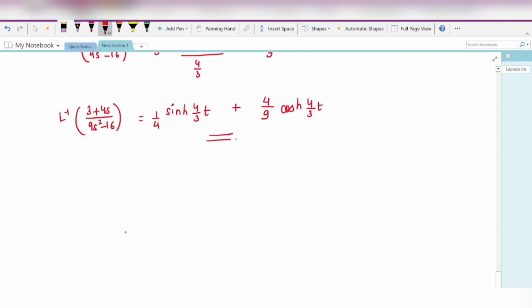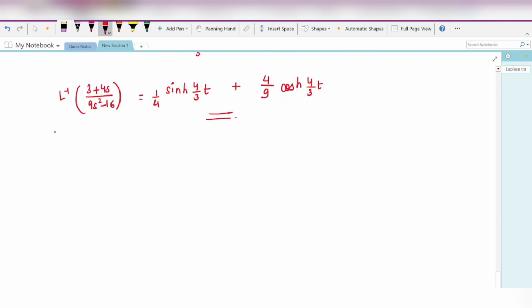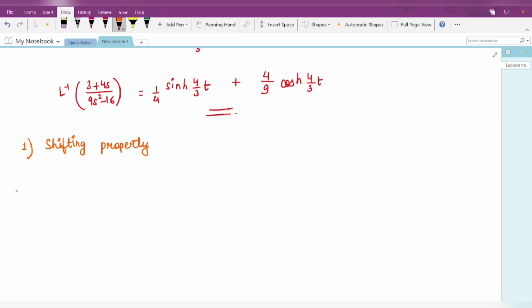Okay, now the next thing which we will be looking at is some properties. So the first property is the shifting property. So what does the shifting property say? The shifting property says that the Laplace transformation of any function of the form e raised to at f of t, okay, this will be equal to f of s minus a.